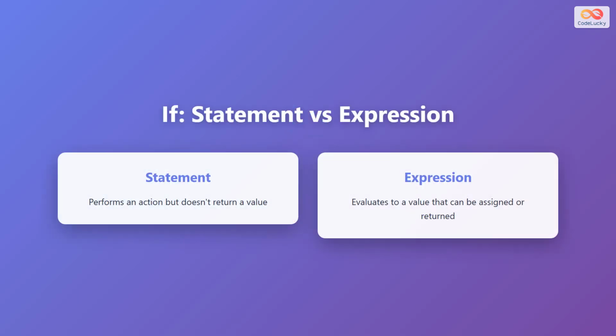Before diving into if expressions, let's understand the difference between statements and expressions. A statement performs an action but doesn't return a value. It simply executes code. An expression, on the other hand, evaluates to a value that can be assigned to a variable or returned from a function. This distinction is fundamental to understanding how if works in Kotlin.